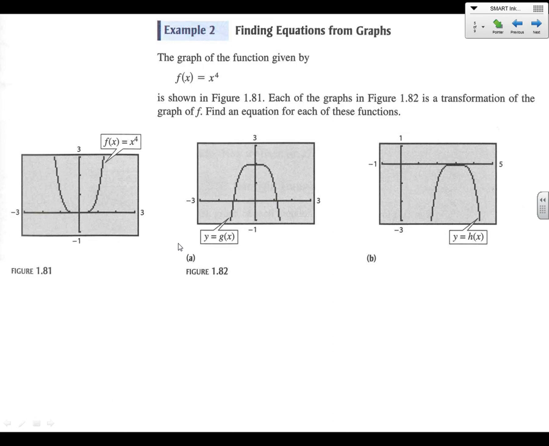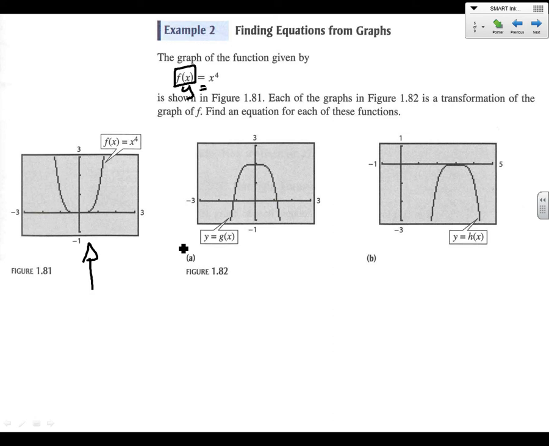So let's take a look here. All right, so the graph of the function given by y equals x to the 4th. Remember, f of x is the same as saying y equals. So f of x equals x to the 4th, y equals x to the 4th is this graph right here. All right, so it looks like a parabola. It's just a little flatter there on the bottom. It flattens out.